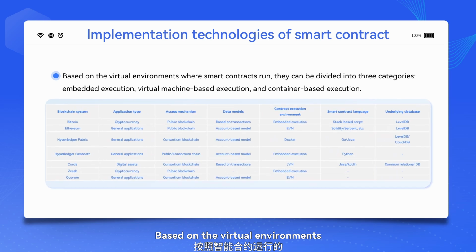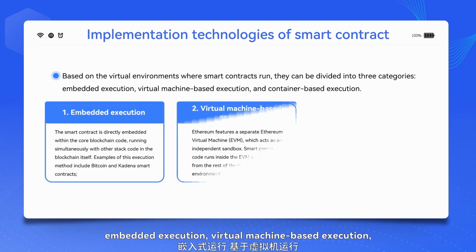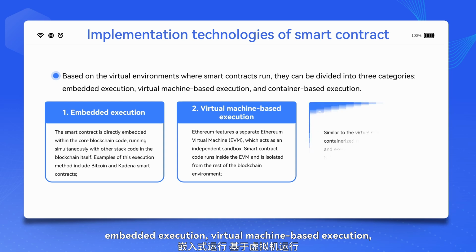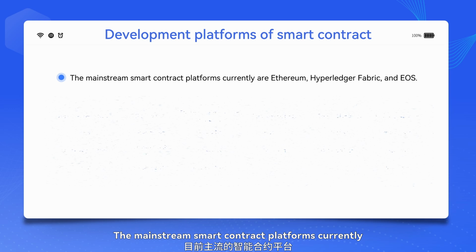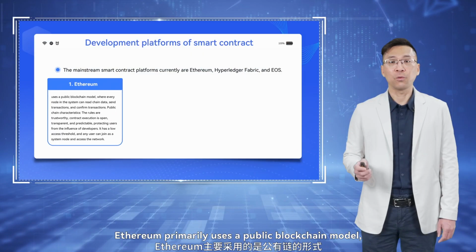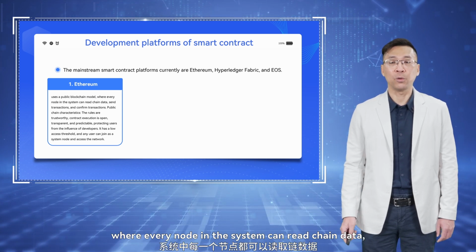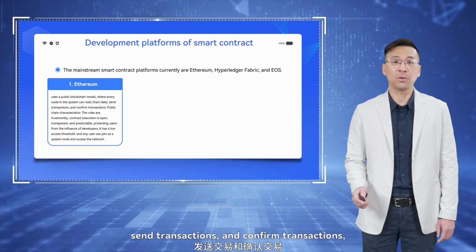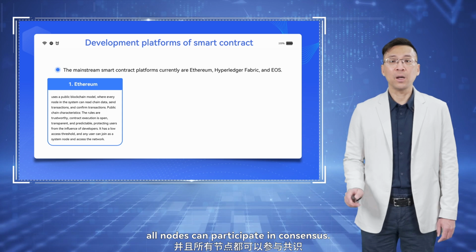Based on the virtual environments where smart contracts run, they can be divided into three categories: embedded execution, virtual machine-based execution, and container-based execution. The mainstream smart contract platforms currently are Ethereum, Hyperledger Fabric, and EOS. Ethereum primarily uses a public blockchain model, where every node in the system can read chain data, send transactions, and confirm transactions. All nodes can participate in consensus.